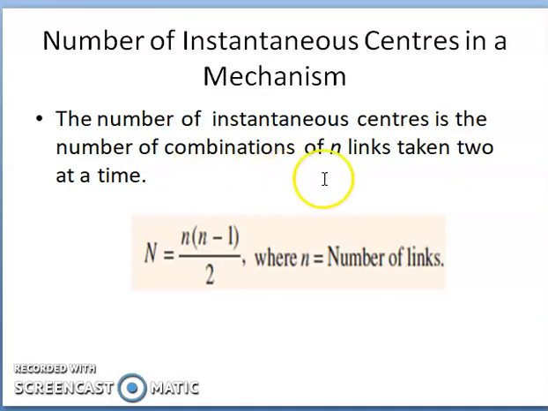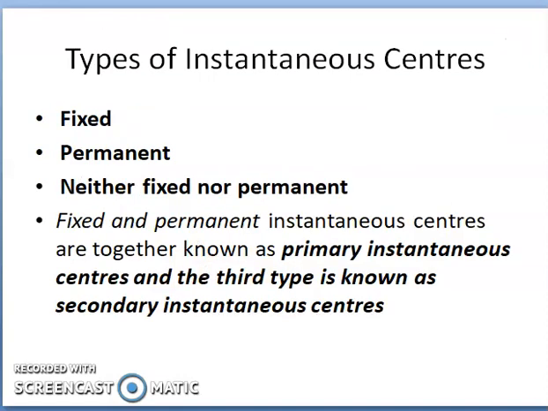Okay. So now how to find out the number of instantaneous centers in a mechanism. The number of instantaneous centers is the number of combinations of n links. To find one instantaneous center, we need two links. We can find out the velocity vectors and draw perpendiculars to them. The point of intersection will give the instantaneous center. So you need two links. If there are n links, then the number of instantaneous centers capital N is given by small n into small n minus 1 divided by 2, where small n is the number of links.